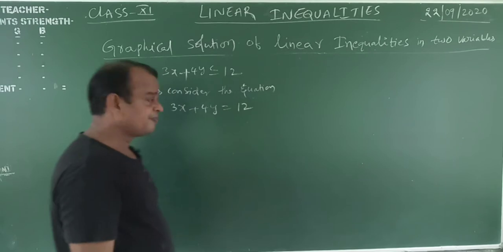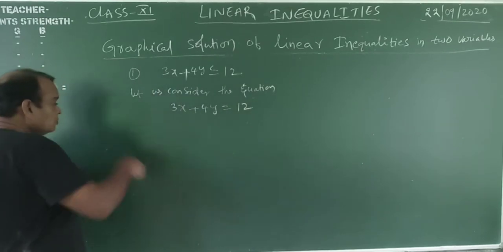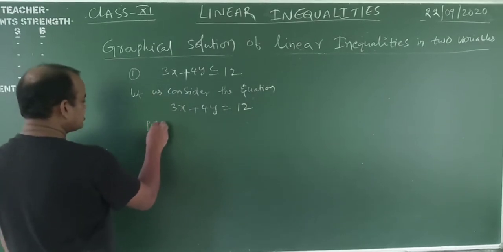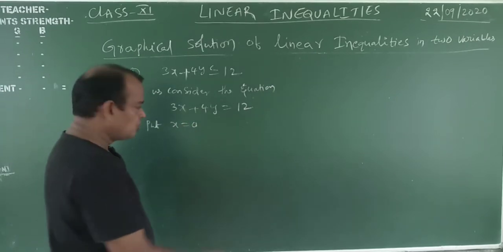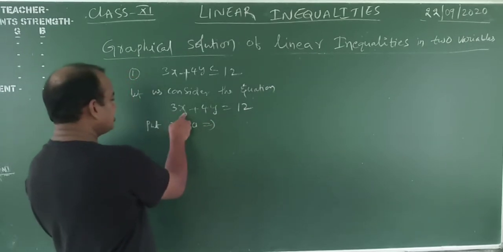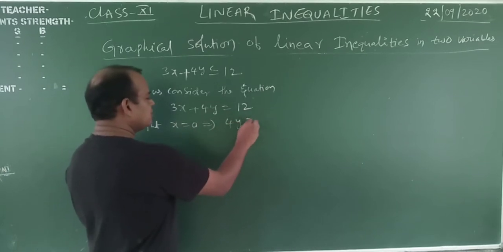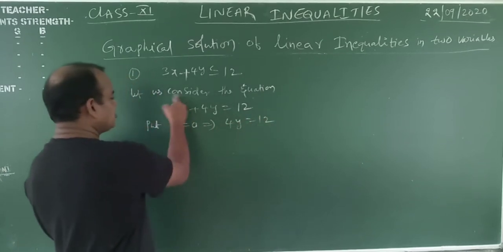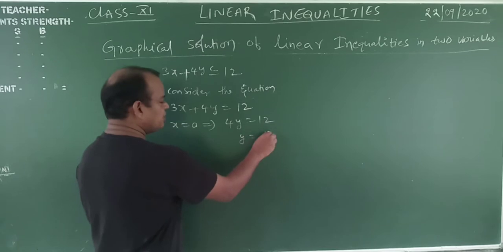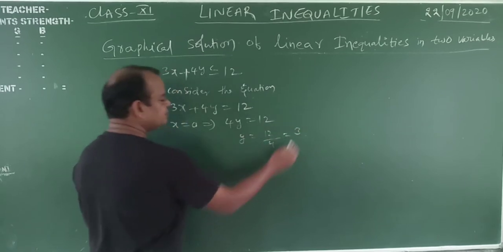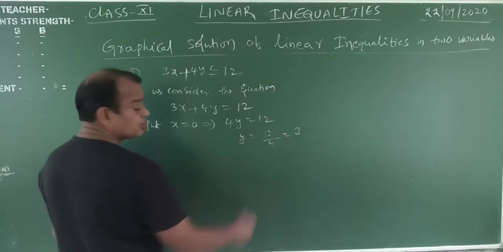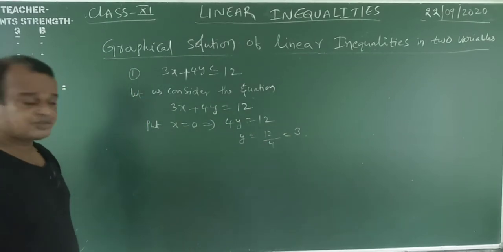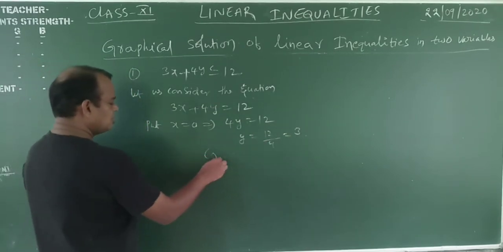Okay, my dear students. After that, in this one, put the value of x is equal to 0. Now what about y? X value 0 means 3 into 0 is 0. 4y is equal to 12. Here this value is 0, 100%. Y is equal to 12 by 4, that equals 3. Now what about this point? 0 comma 3 is the point. Okay, my dear students, this point is 0 comma 3.